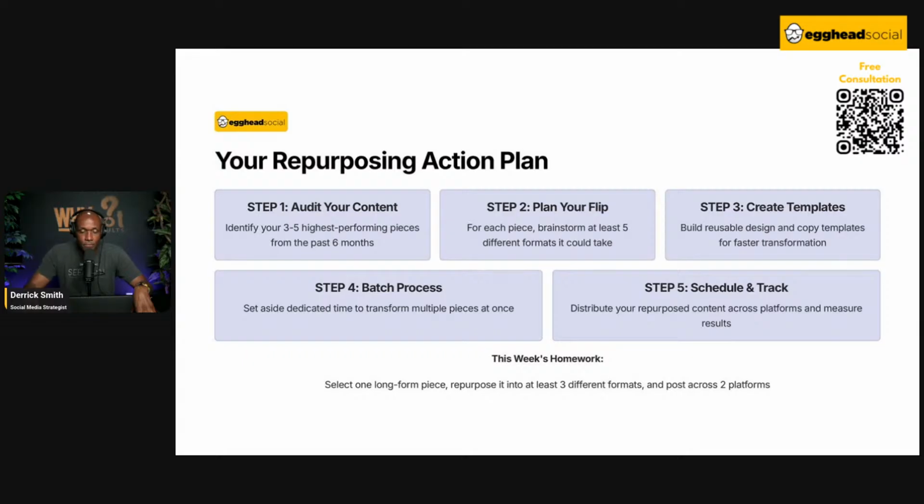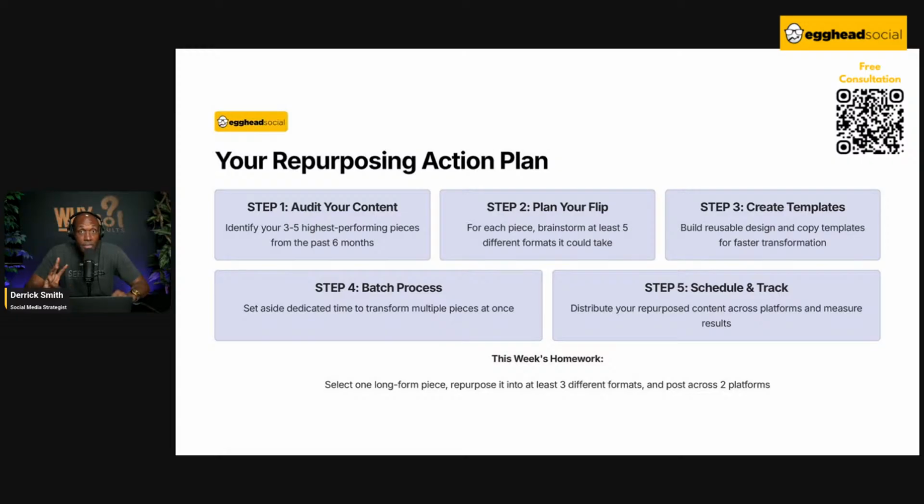Now, your repurposing action plan. Here are 5 cool steps. Step 1, audit your content. Identify your 3 to 5 highest performing pieces from the last 6 months. Step 2, plan your flip. What am I talking about? For each piece of content, I want you to brainstorm at least 5 different formats it could take. That's planning it. That's trying to figure out, let me brainstorm the top 5 pieces of content that I have and how can we remix it?